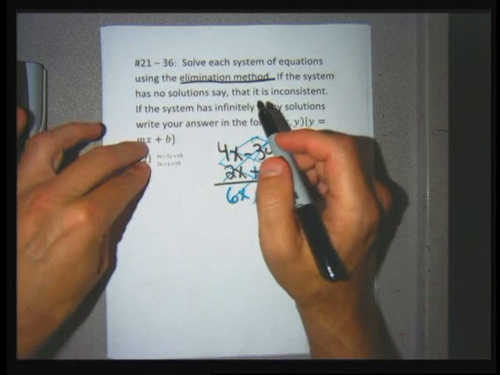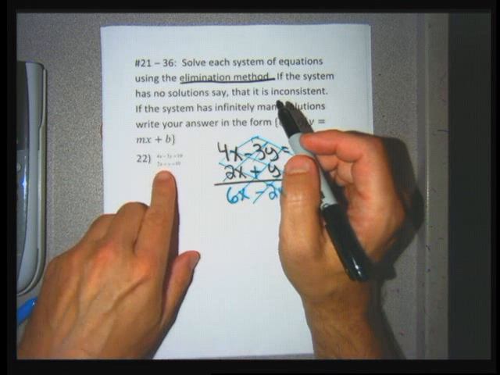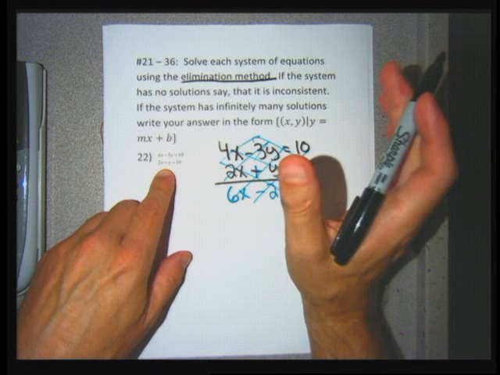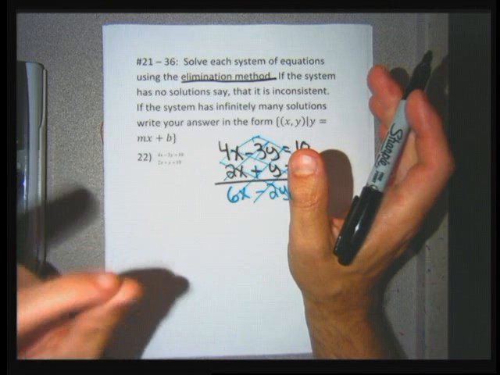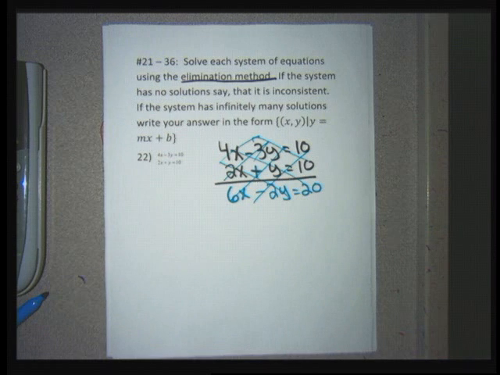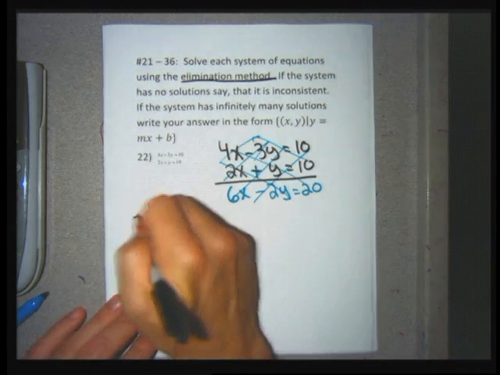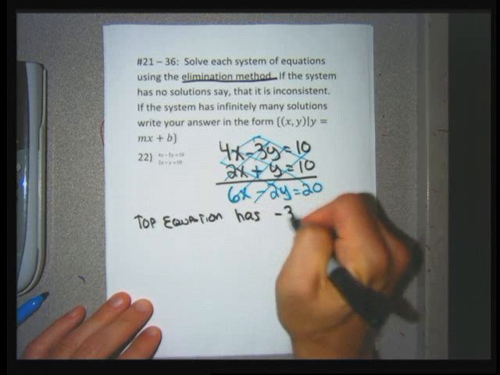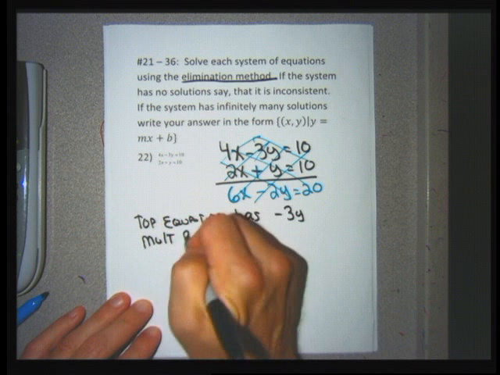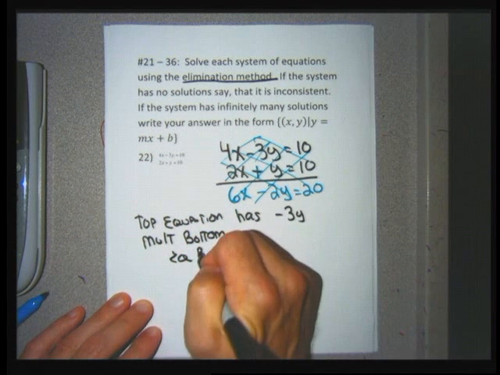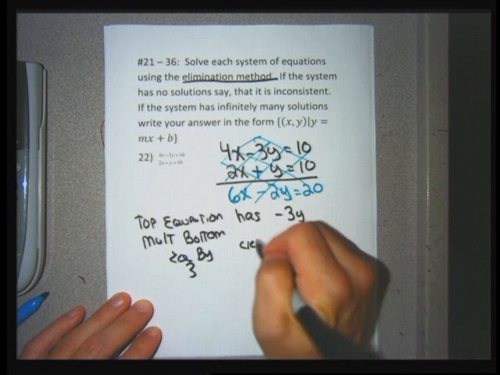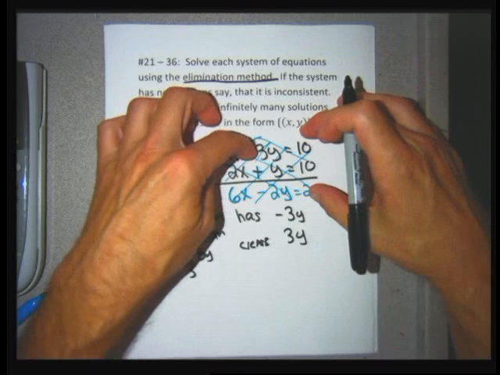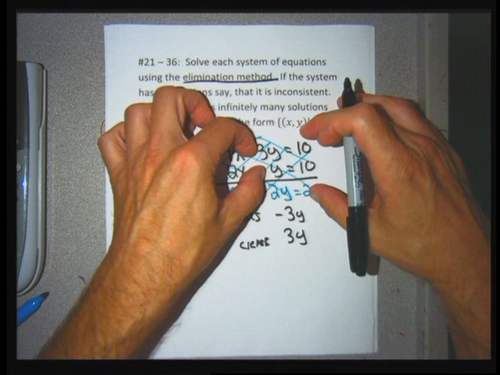First of all, when I look at these equations, it's probably not hard to cancel the x's, it's not hard to cancel the y's. Because the y's have opposite signs, they're good candidates for the letter that I want to cancel, because when you add things with opposite signs, you get the potential of getting zero. Since the top equation has a negative 3y, I'm going to multiply the bottom equation by 3, and that's going to create a positive 3y, so that when I add the equations together, the negative 3y from the top equation and the 3y that I get by multiplying the bottom equation by 3 are going to cancel.